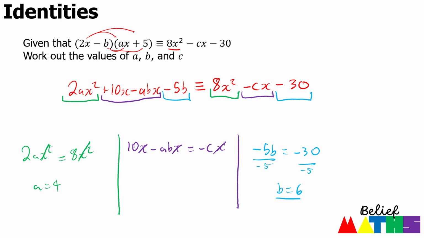And now because we know b and we know a, we can use that to help us with the middle one again. A was 4, b was 6, so 6 times 4 is 24. So we get 10 minus 24 is equal to minus c. 10 take away 24 gives you minus 14 equals minus c. So therefore c is equal to positive 14. So a is 4, b is 6, and c is 14.